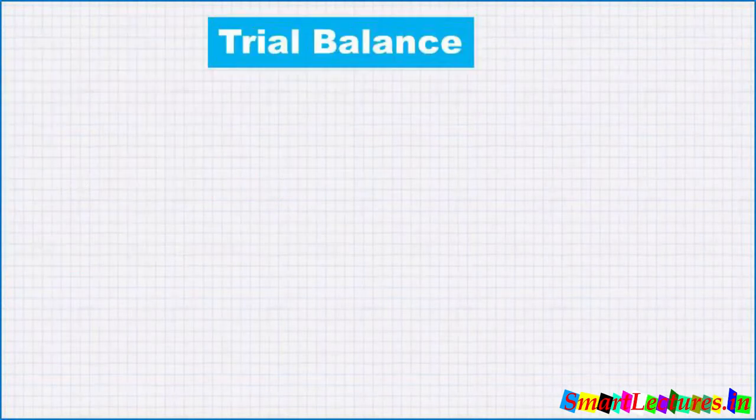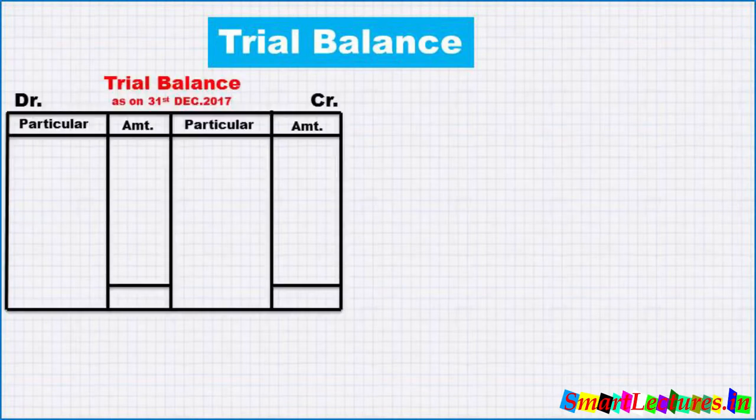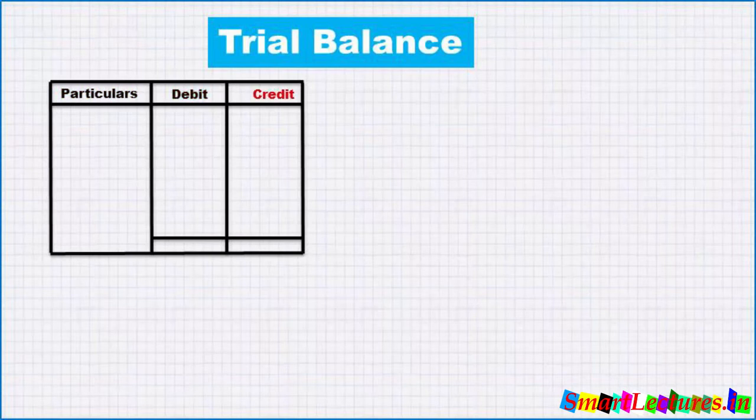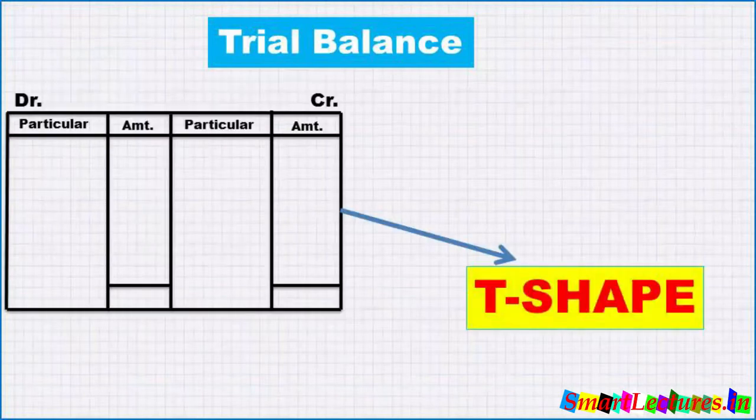Trial balance can be made in different formats, but for our convenience of explanation, I am going to make it in T shape, just like ledger. Maybe in your school the teacher is making the trial balance in the format of particulars, debit, credit, in this way. But it's your choice, whatever format you like. But for my convenience of explanation, I'm going to make the trial balance in T shape.